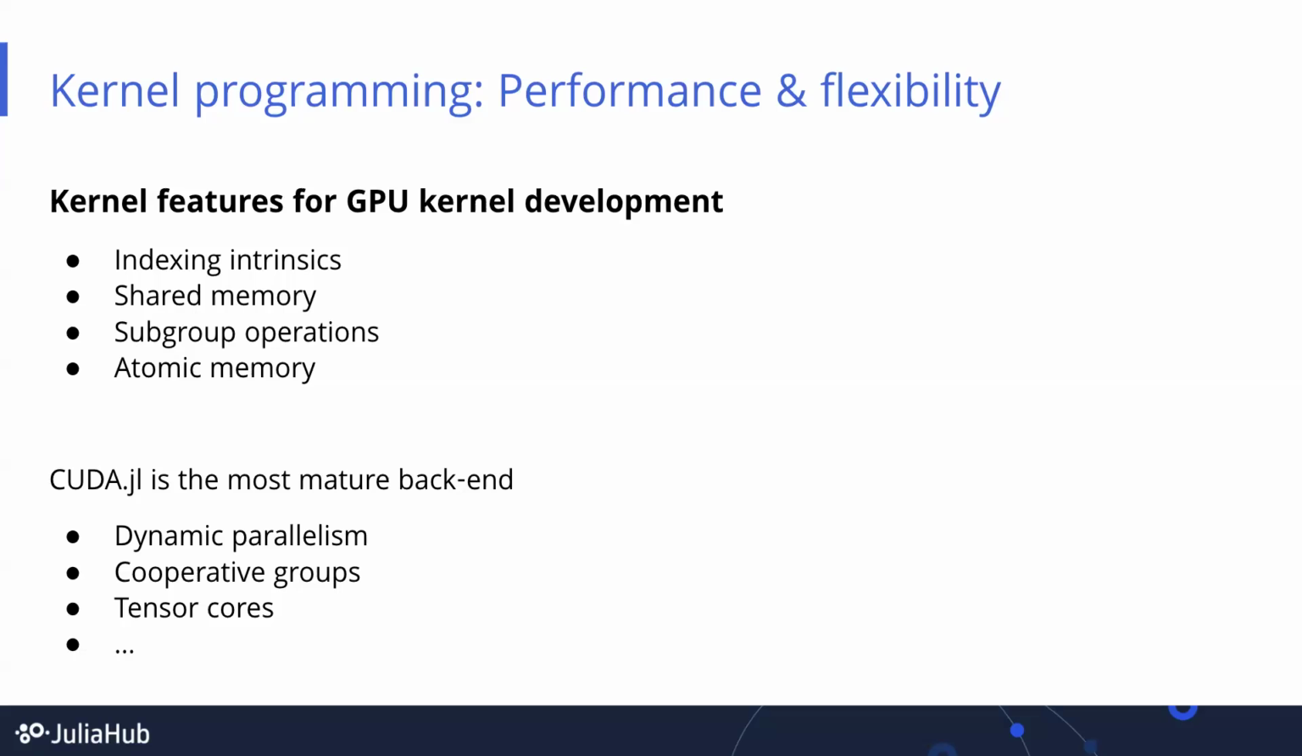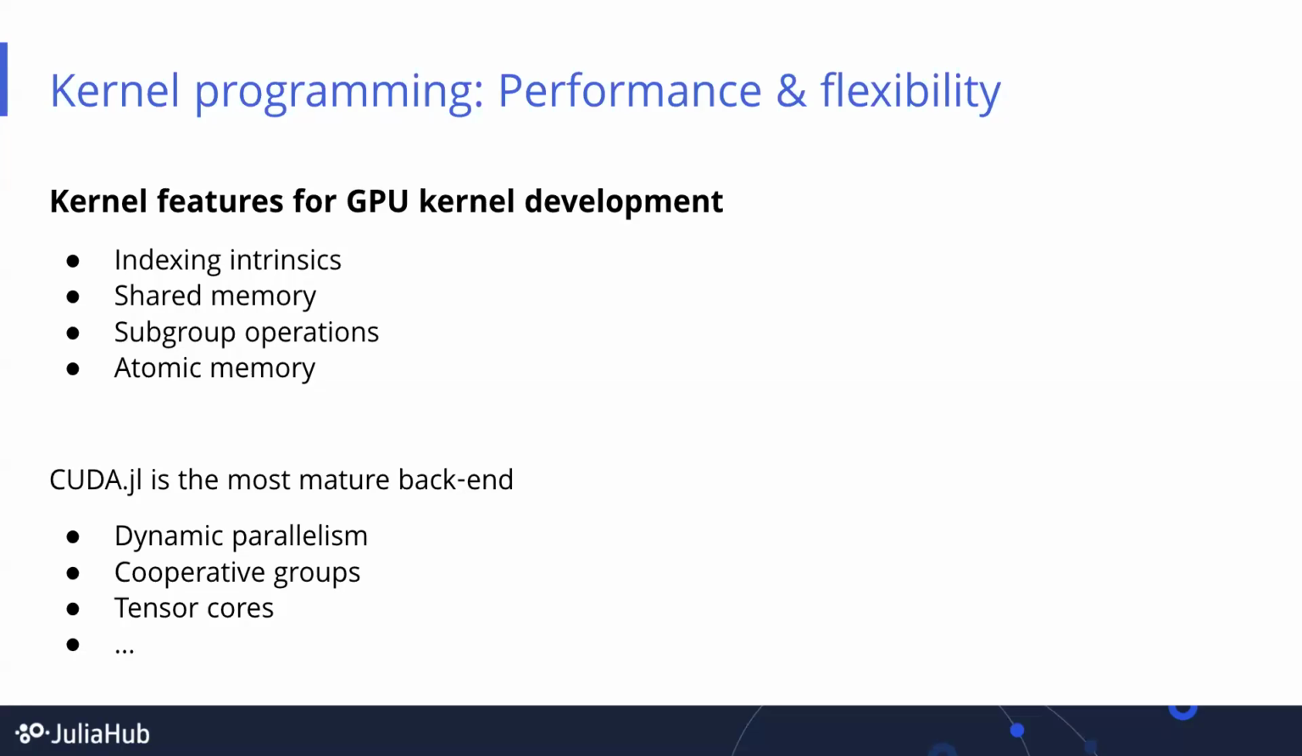We support shared memory in all of our backends. Shared memory is the memory that's allocated on the streaming multiprocessor that you're executing on, which you have to use for performance reasons, so you're not going to global memory all the time. We also support, to some extent, warp operations and atomic memory. And with this set of functionality, you can implement 95% of all of the kernels that you would ever need.